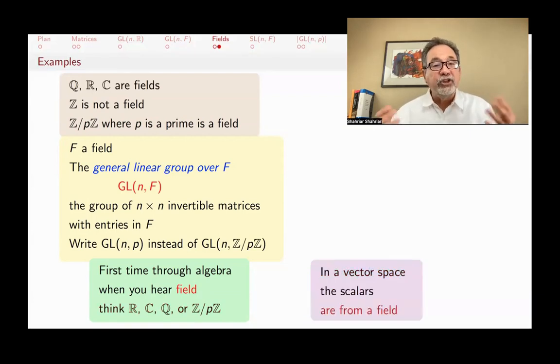As an aside, in a general vector space, you decide what the scalars are. You don't have complete freedom. You have to pick a field for your scalars. Usually in a first time through linear algebra, the field is the real numbers. The scalars are real numbers, but they can be complex numbers. That's very useful, for example, in physics. They can be rational numbers, and they can be from Z mod PZ or any general field, if you know what that is.